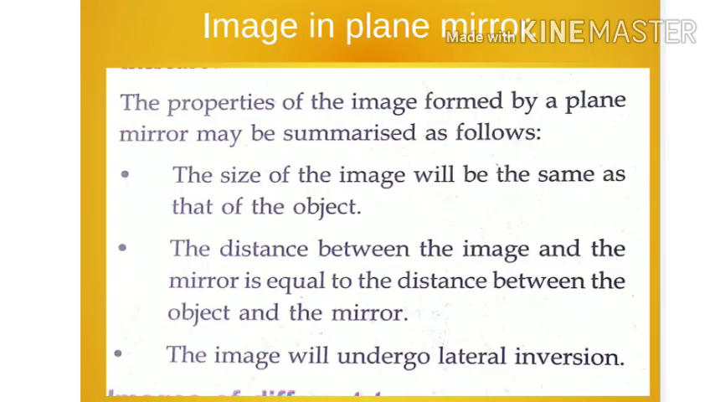So, the properties of the image formed by a plane mirror can be summarized as follows. The size of the image will be the same as that of the object. The distance between the image and the mirror is equal to the distance between the object and the mirror. The image will undergo lateral inversion. So these are the properties of the image formed by a plane mirror.